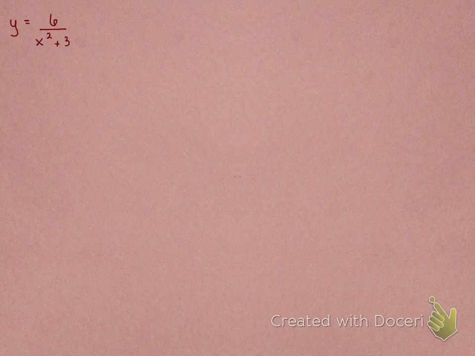Seems harmless enough. So that is a quotient, so we'll follow the quotient rule, which means that we're going to take the denominator times the derivative of the numerator minus the numerator times the derivative of the denominator, which is 2x.